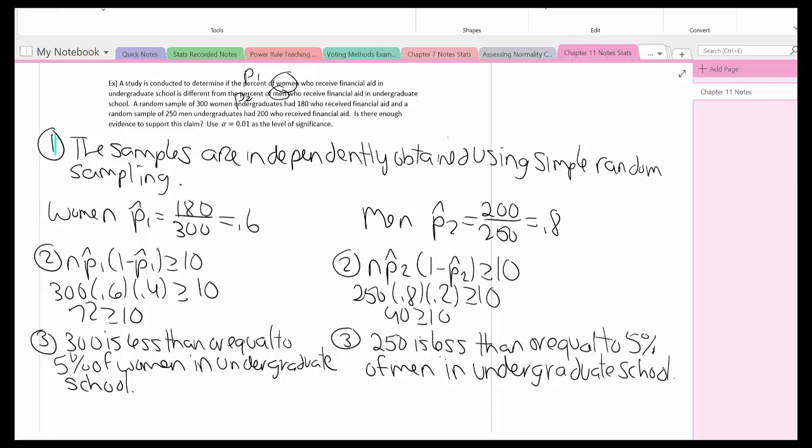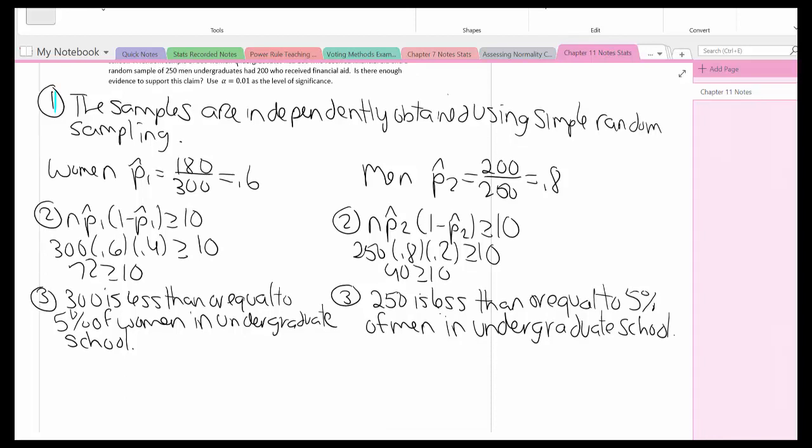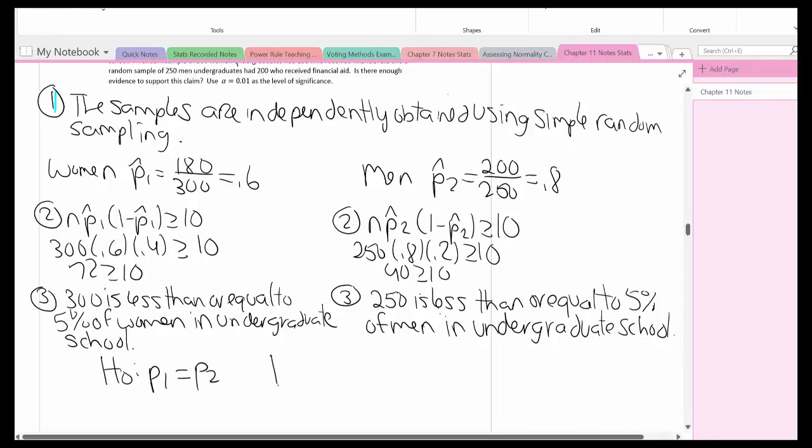Okay, so checking n times p hat 2 times 1 minus p hat 2. Got to be greater than or equal to 10. And in this case, it is. And then 250 is less than or equal to 5% of men in undergraduate school. So now the conditions have been met. Let's write out the null and the alternative hypotheses. Well, the null is exactly the same. Alternative, we need to look for keywords.